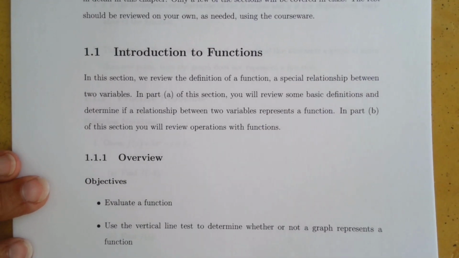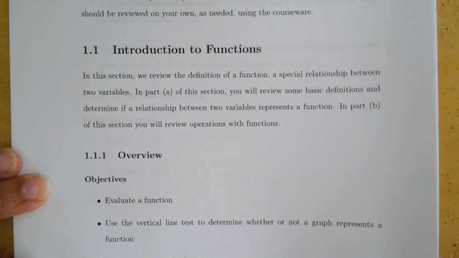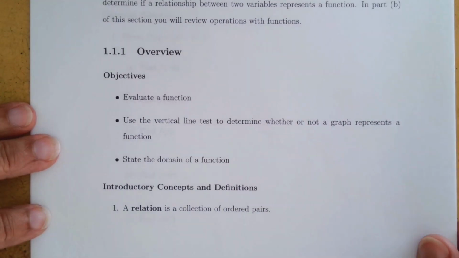All right, so section 1.1 is Introduction to Functions. In this section, we're going to review the definition of functions, which is a special relationship between two variables. And in part A of this section, we're going to review some basic definitions and determine if a relationship between two variables actually represents a function. And then in part B, we'll look at reviewing operations with functions.